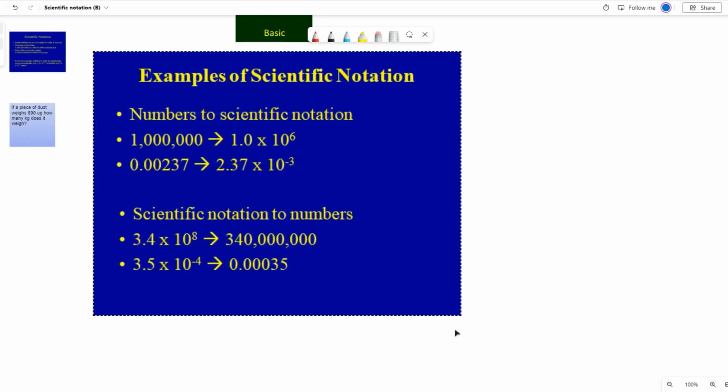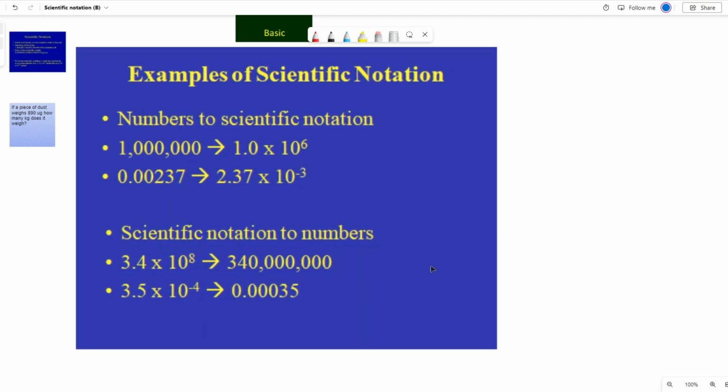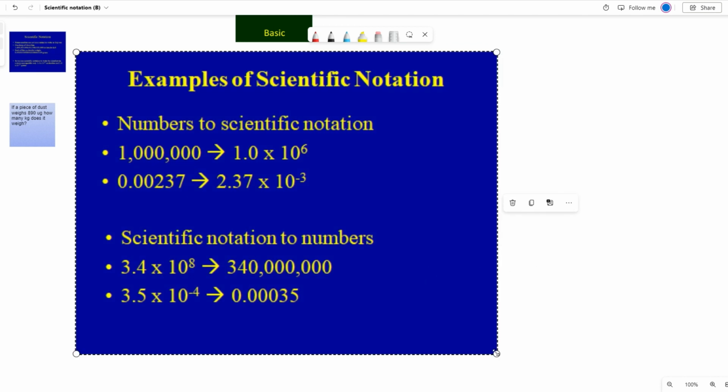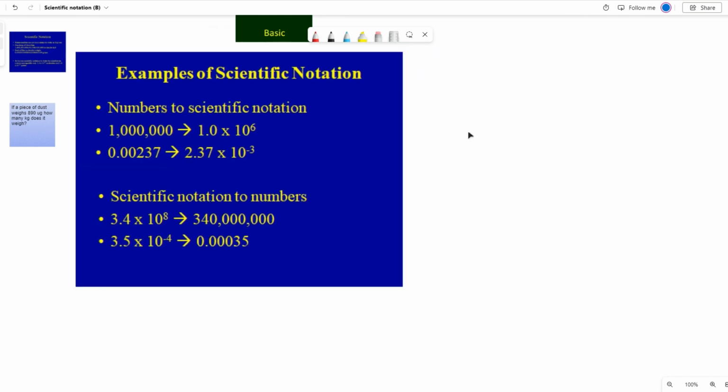Up top, I have some numbers, and I convert those numbers into scientific notation. The first example is 1 million. Now, that's not a super large number, but for our first example, it'll get the point across. So let's say that we have the number 1 million, and we want to convert that into scientific notation.